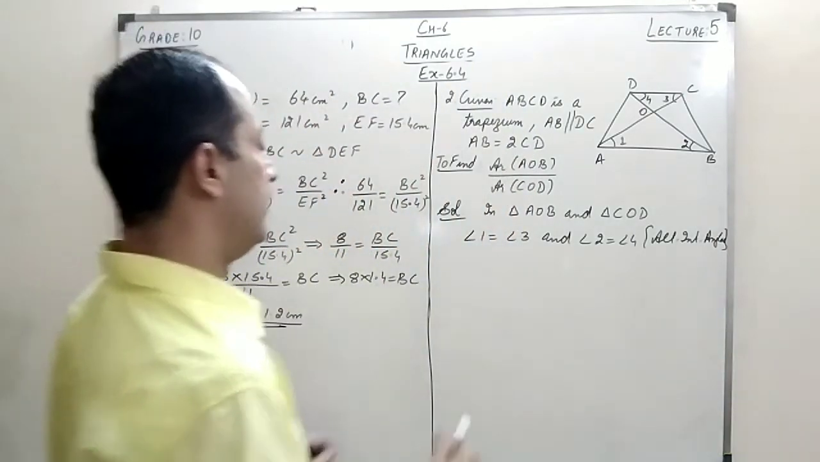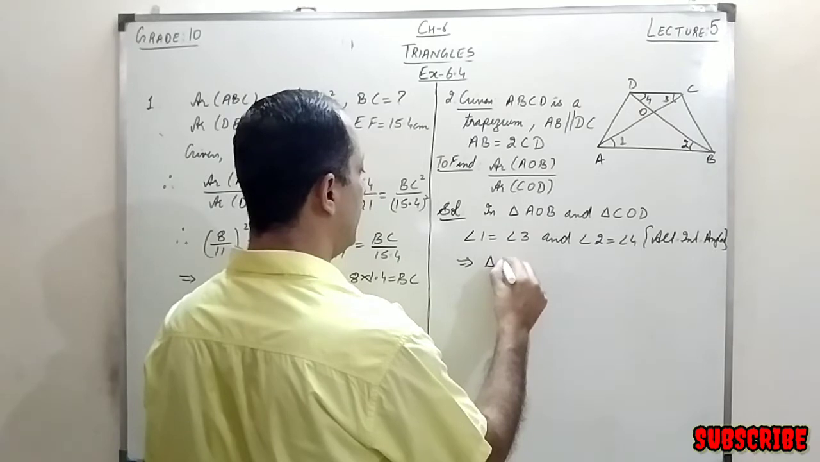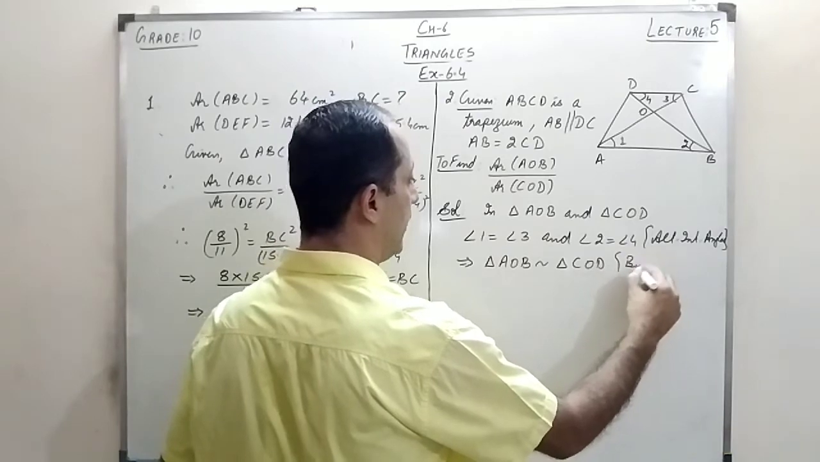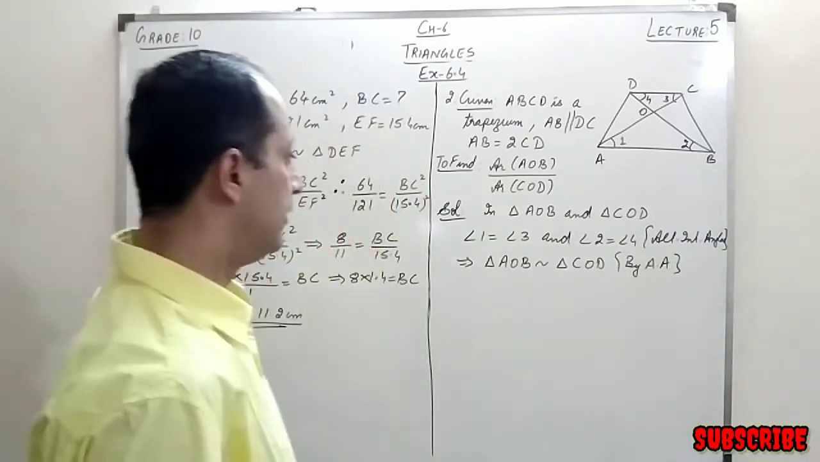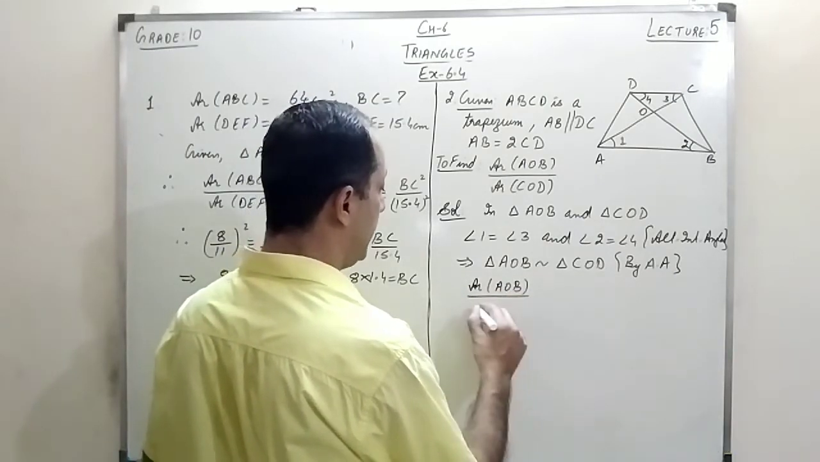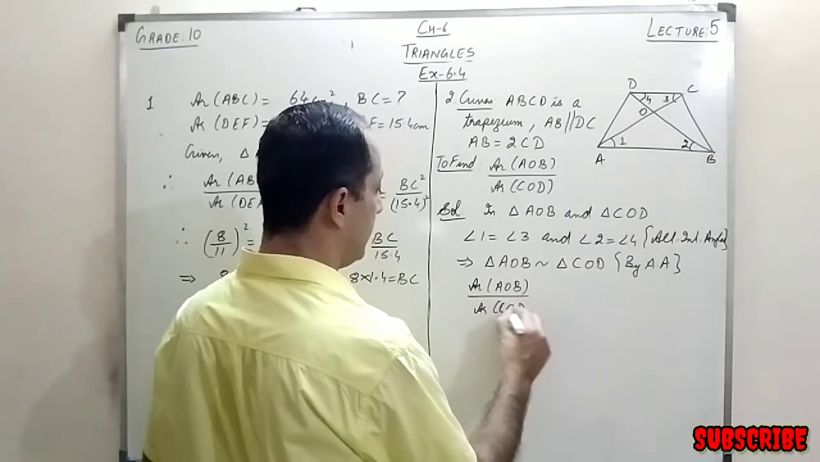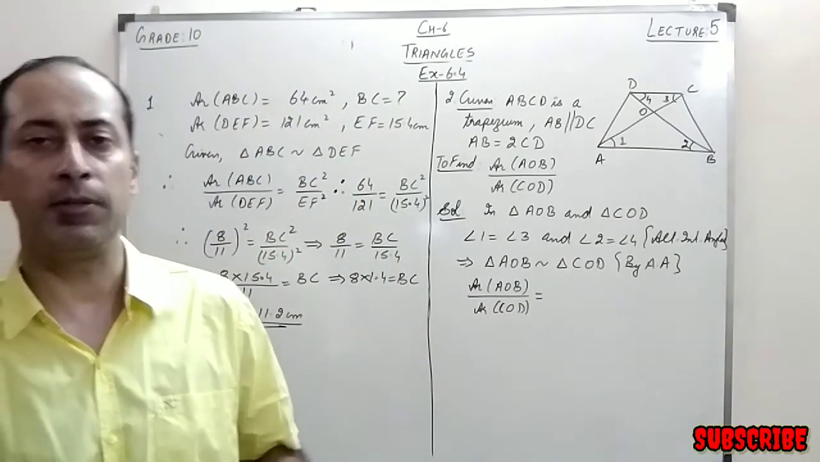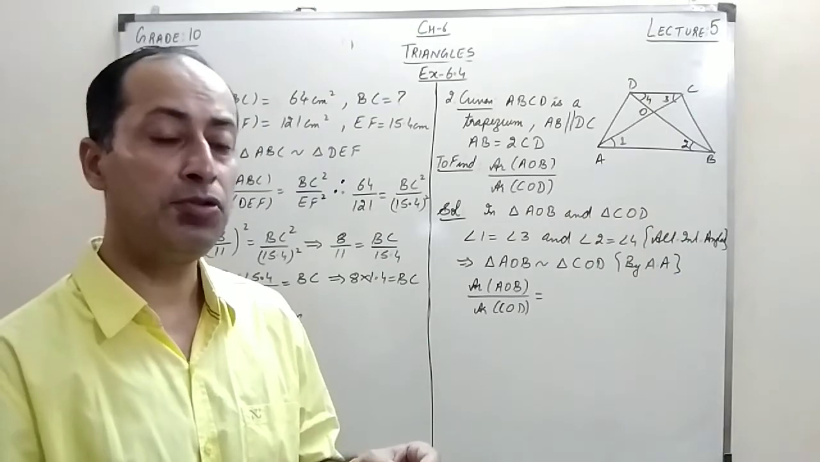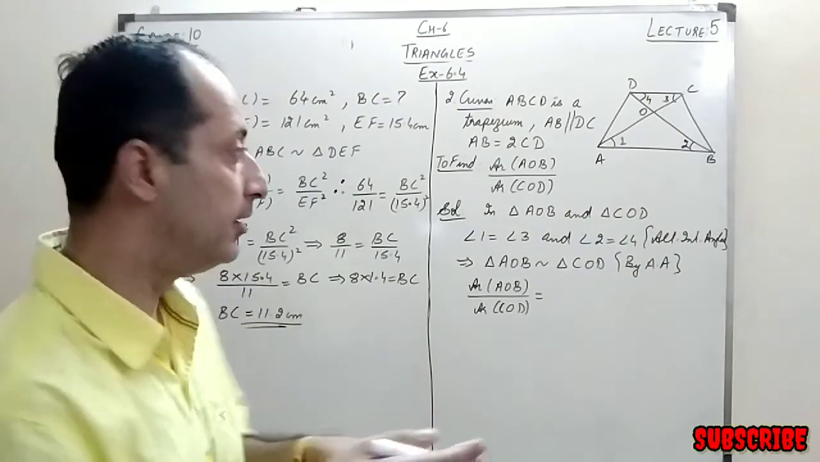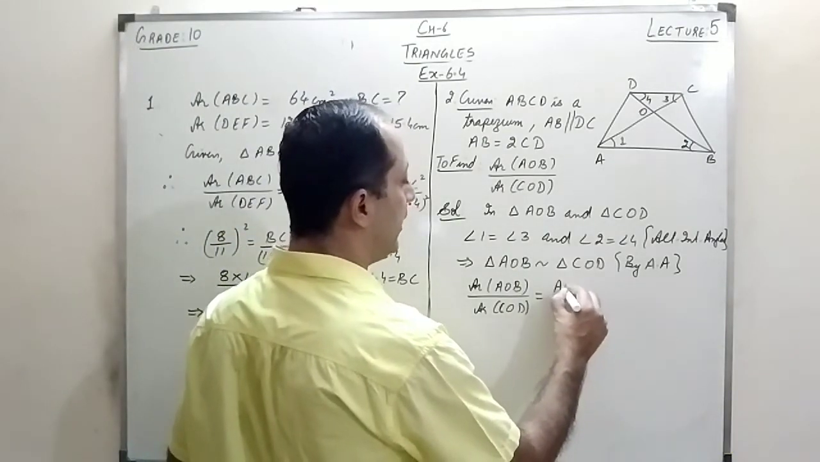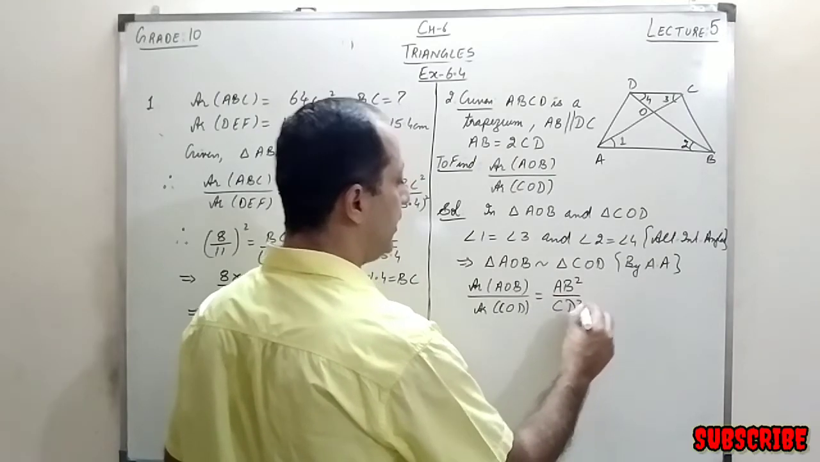Right? What next? This means triangle AOB is similar to triangle COD, and this is by AA similarity. Now we can apply that area of AOB upon area of COD is equal to, although we can write any pair of sides for the ratio, since we have to find the ratio we should use those sides whose relation is given to us. The relation between AB and CD is given to us, so we can use the sides AB and CD. So I can write AB square upon CD square.